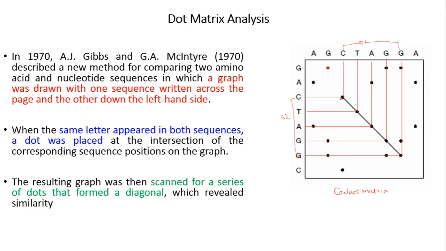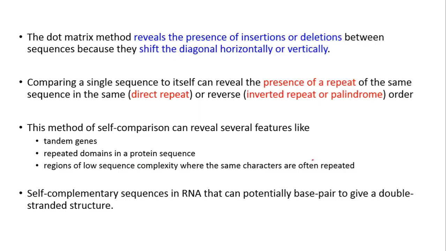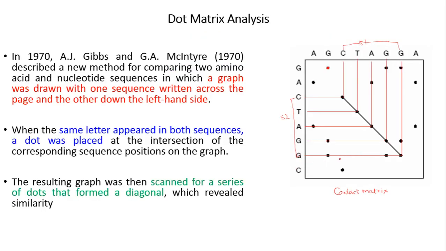Usually these diagonals would represent the similarity between two sequences. So this dot matrix method does reveal the presence of insertions or deletions between sequences. We will come back to this a little later. So this is one of the ways by which you can identify if the sequences are similar or not, based on the length of the diagonal.